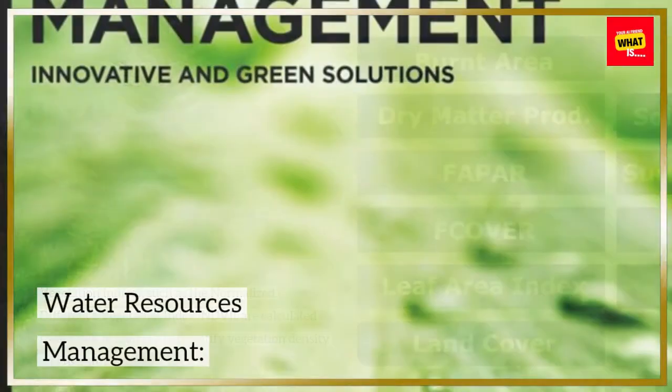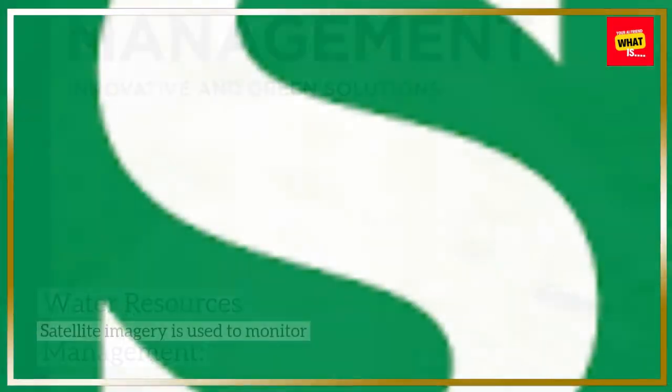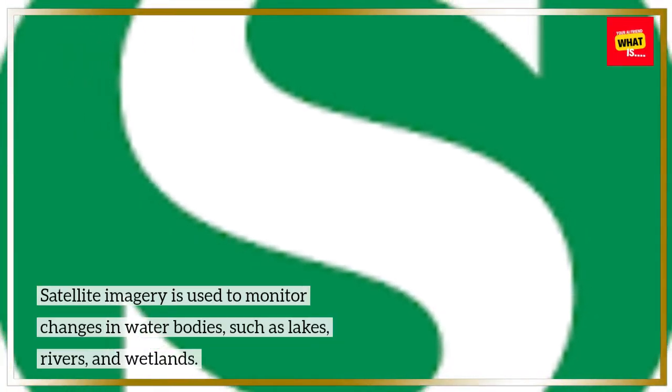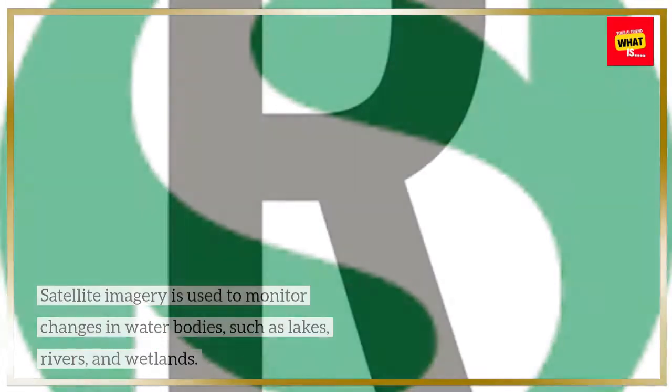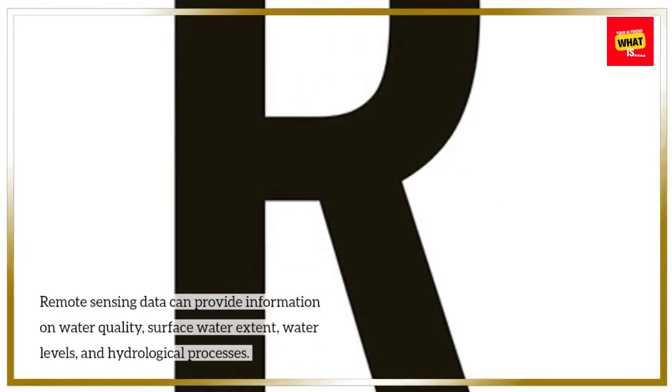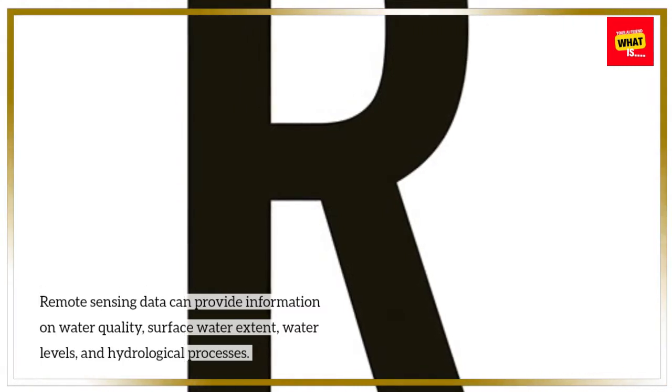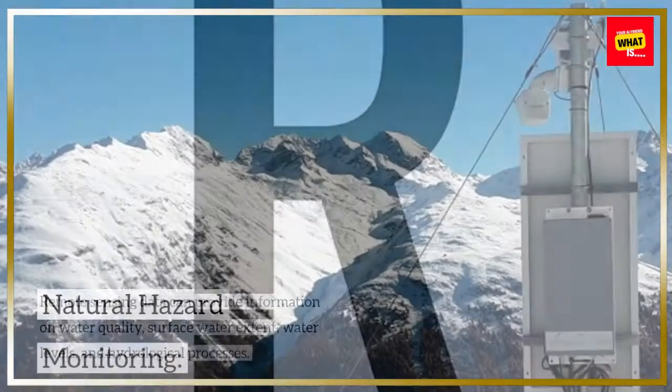Water resources management. Satellite imagery is used to monitor changes in water bodies, such as lakes, rivers, and wetlands. Remote sensing data can provide information on water quality, surface water extent, water levels, and hydrological processes.